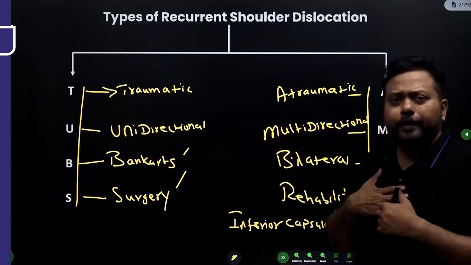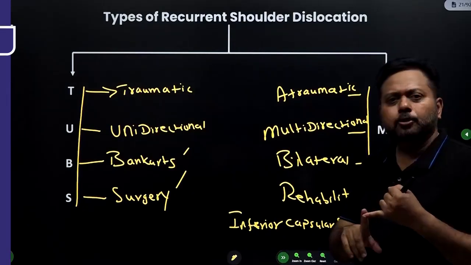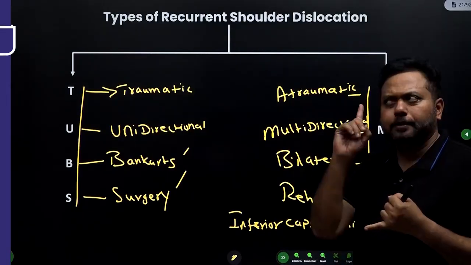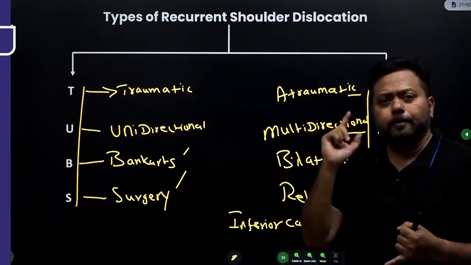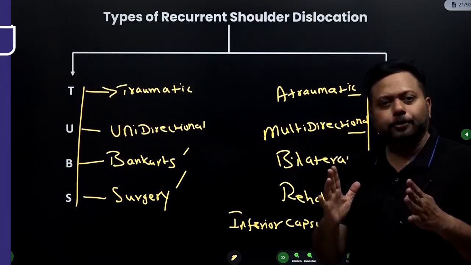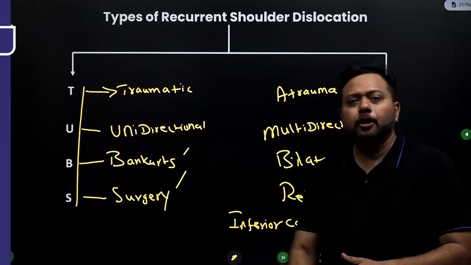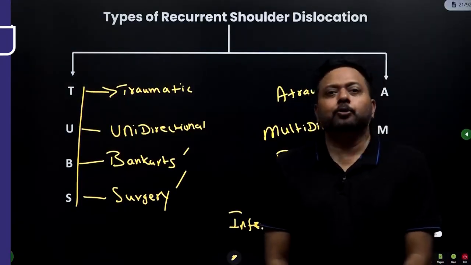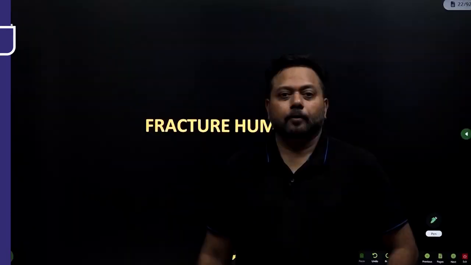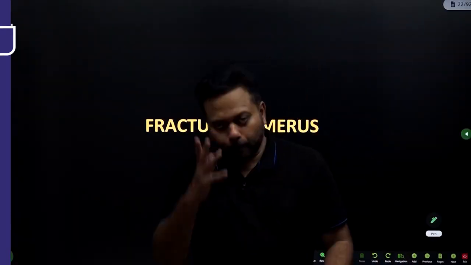Okay. So, in our exam, for traumatic recurrent shoulder dislocation, surgery is the treatment of choice. For atraumatic recurrent shoulder dislocation, the treatment of choice is rehabilitation. Okay. So, with this, to some extent, we have completed the topic shoulder dislocation. Okay, dear friends, we'll move on to another important topic, humerus fractures.